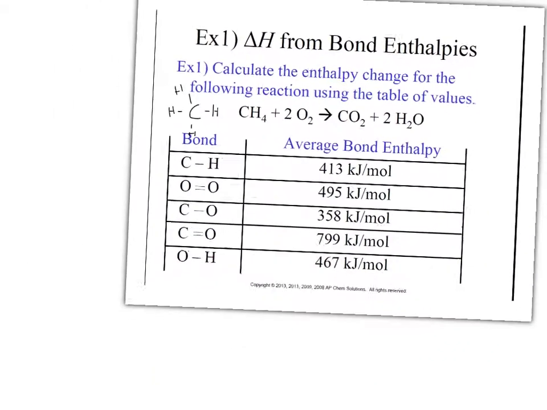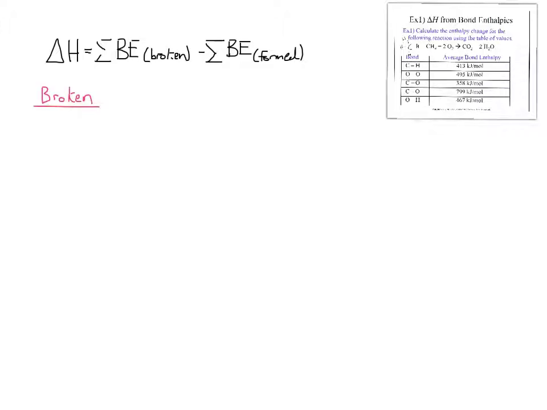So let's go ahead and sum all these together to get our overall change in enthalpy. So our equation is going to be the bonds broken summed up minus the bonds formed summed up. Let's do the broken bonds first. So for broken, we have 4 CH bonds in methane. And so that means we're going to multiply 4 times 413 kilojoules per mole. And we also have our oxygen bond that's going to be broken. And so we would add that to the CH bonds.